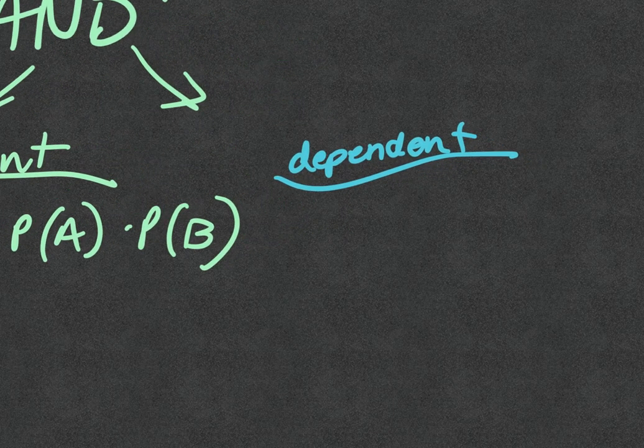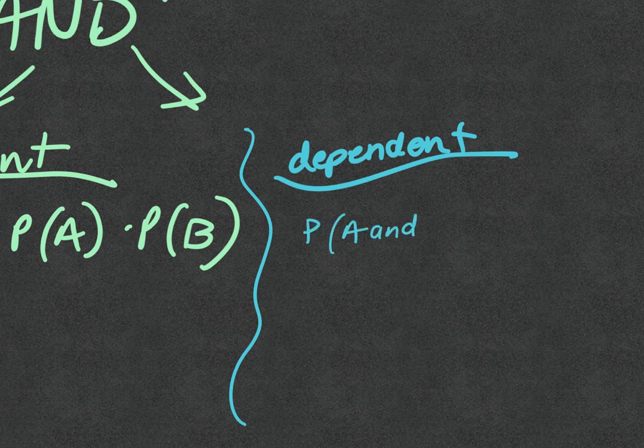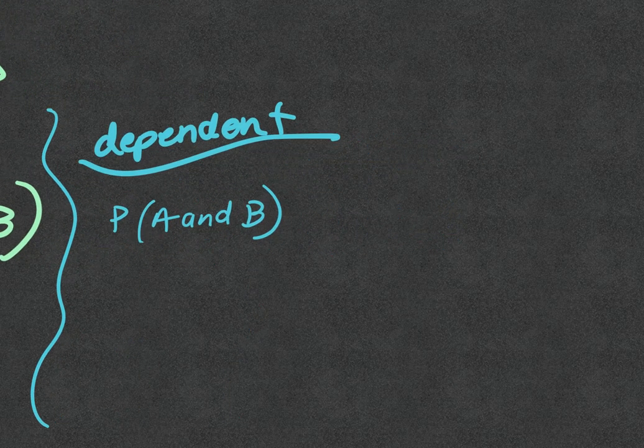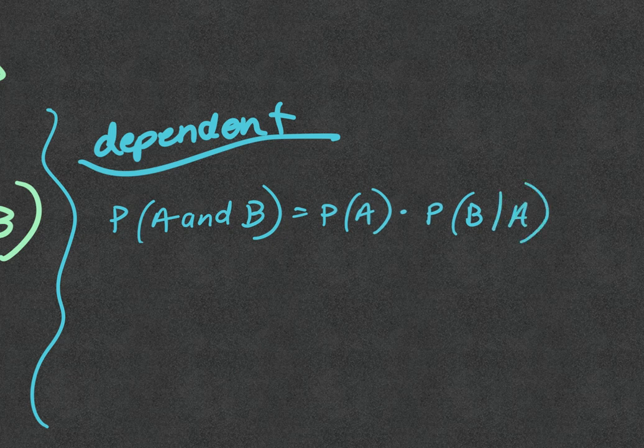Okay. If it's dependent, then you're doing the probability of A and B. But this would be like you pulled something out of the hat and you kept it. And that would be the probability of A times the probability of B occurring given A has already occurred. You are assuming that it already happened.